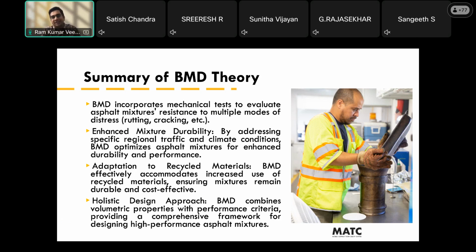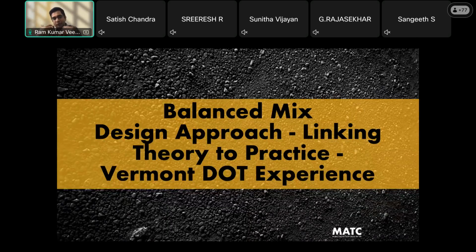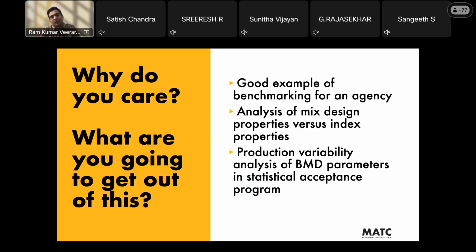So now we know what balanced mix design is and the theory behind it. Now I'm going to talk about linking theory to practice, and I'm going to showcase the case example of Vermont DOT's experience with this balanced mix design implementation. So now you might be wondering, why should I care about their case example? It's a completely different state, different country. Why should I care? And what are you getting out of this presentation?